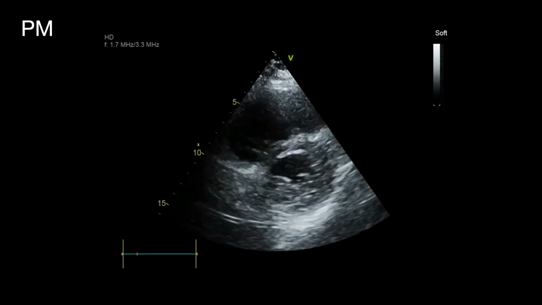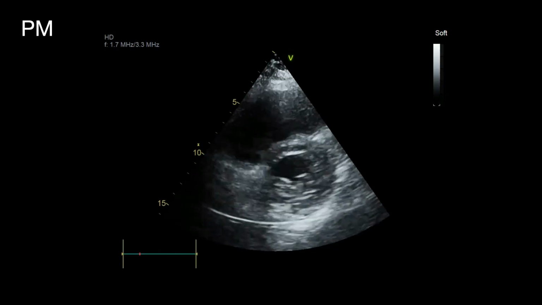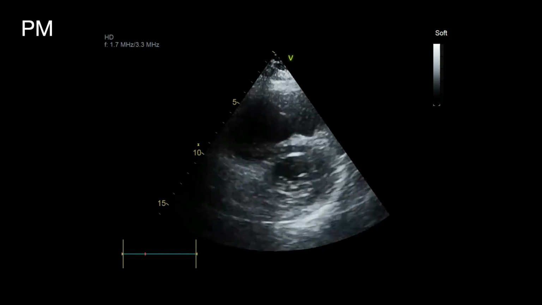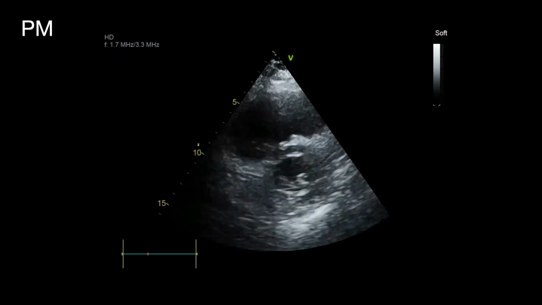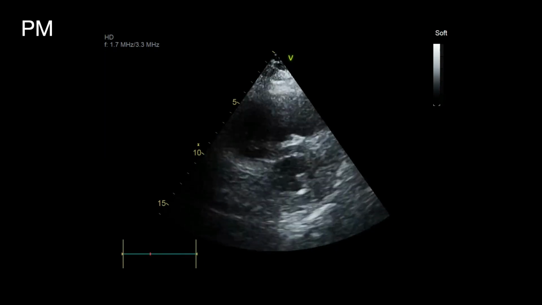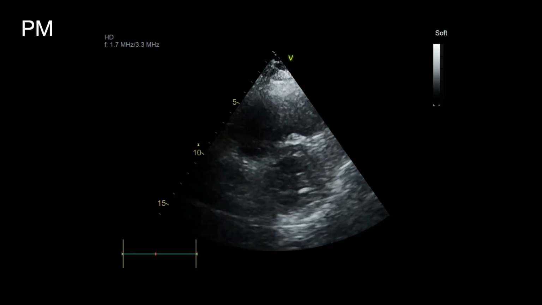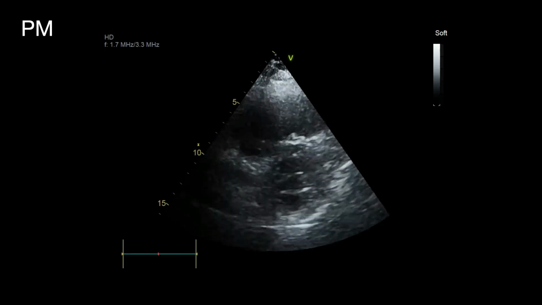Okay, so this is probably a bit more familiar. Now we're in the parasternal short axis view, the level of the mitral valve. And what you can see is a very small LV, which appears to be contracting okay, but this is the first view we've got of it, but the impression of a very large RV wrapping around it.